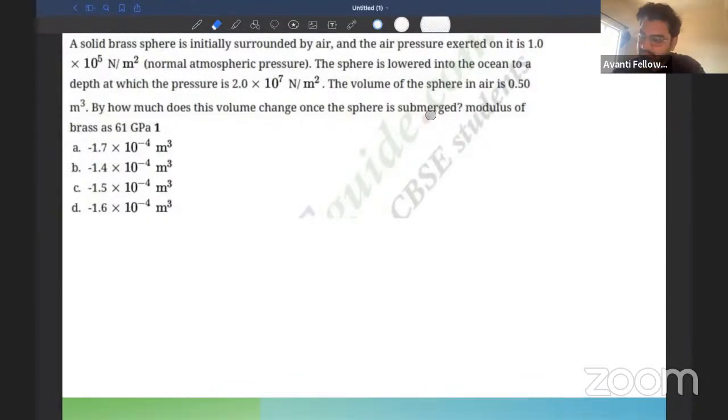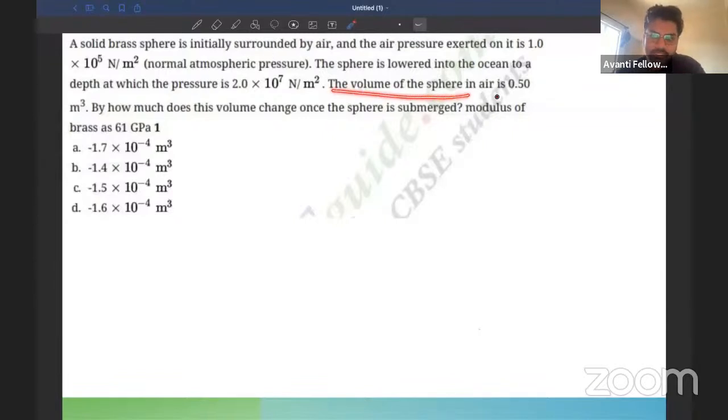Okay, any answers? Has anyone got an answer? No issue. See, the question is very simple, right? If you have studied this chapter, then it is very simple. It says a solid brass sphere is initially surrounded by air. So some air pressure will be there, which is 1 into 10 to the power 5 Newton per meter square, or 1 atmospheric pressure. The sphere is lowered into the ocean to a depth at which the pressure is this much. Means pressure has increased. Of course, it will increase. Ocean has water, which is denser than air and will apply more pressure, right?